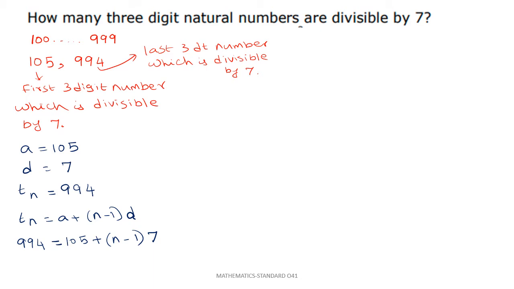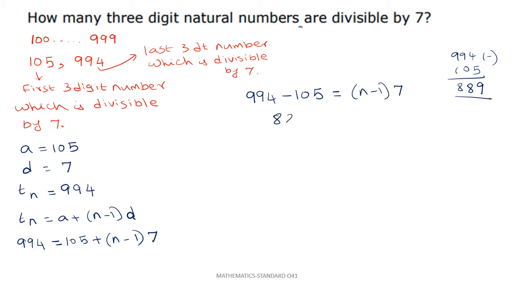Okay, so 994 minus 105 is equal to (n minus 1) multiplied by 7. So when you subtract, what will come? 994 minus 105 will give you 14 minus 5 is 9, 8 minus 0 is 8 and 9 minus 1 is 8. So 889.